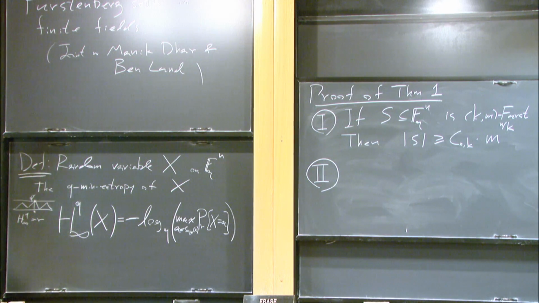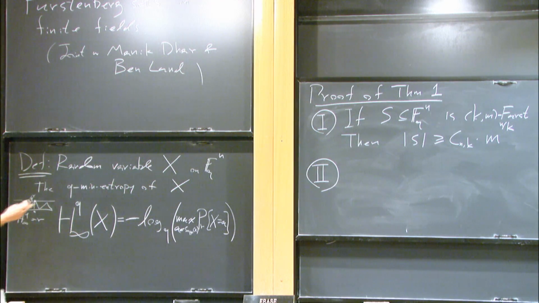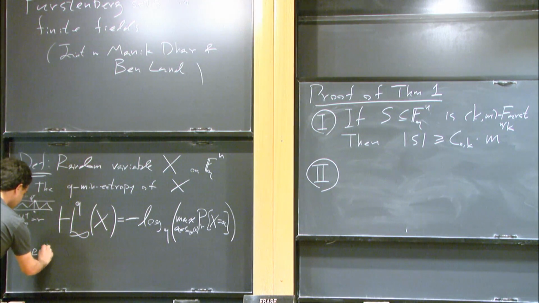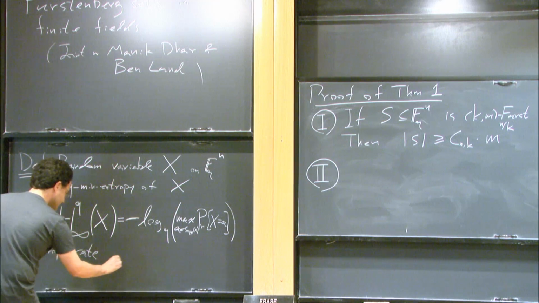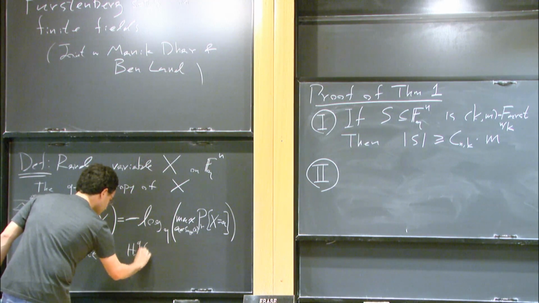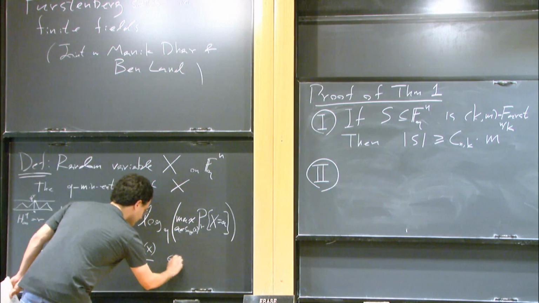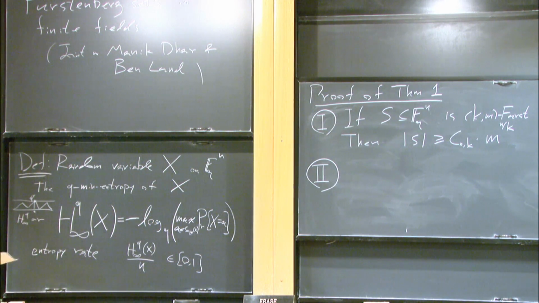And we pick q here because we look at distributions on F_q^n. It's just easier to look at q. So this thing is between 0 and n. And then you can also define the entropy rate as H_infinity^q over n. So this is just a number between 0 and 1, which is higher for more random variables. Any questions on this?